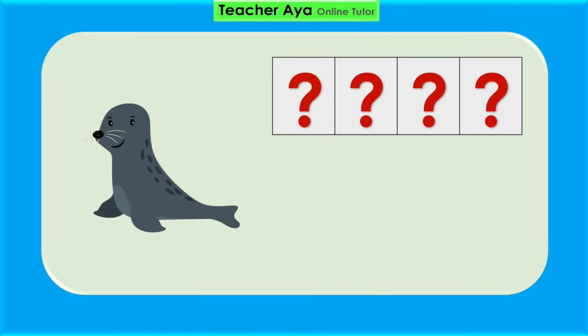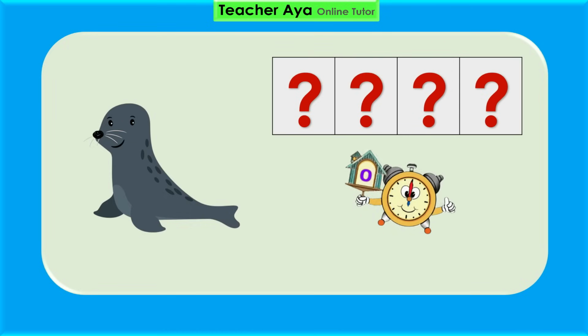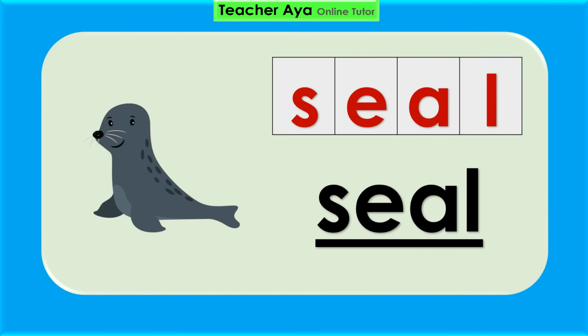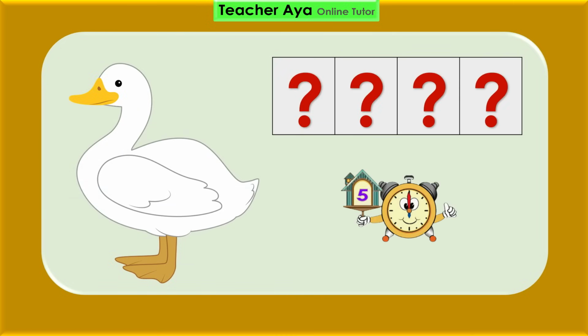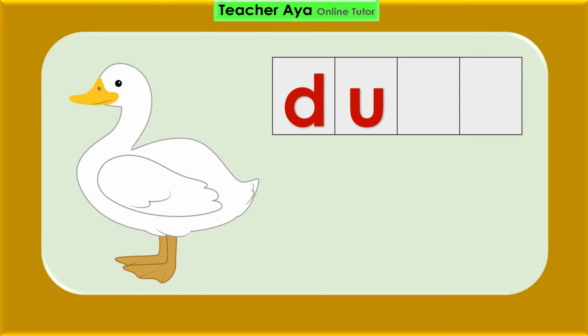Can you spell the word seal? Seal. S-E-A-L. Seal. Children, can you spell the word duck? Duck. D-U-C-K. Duck.